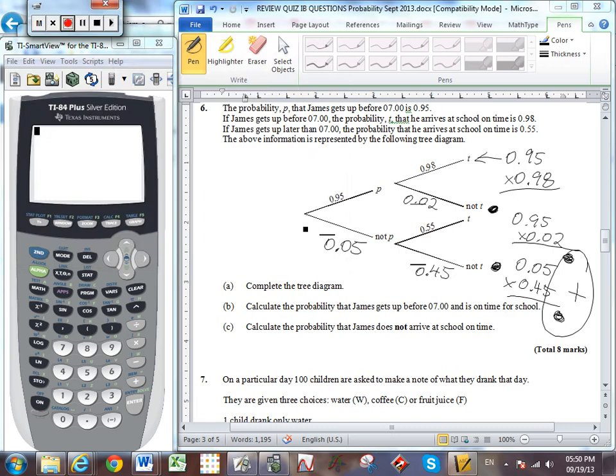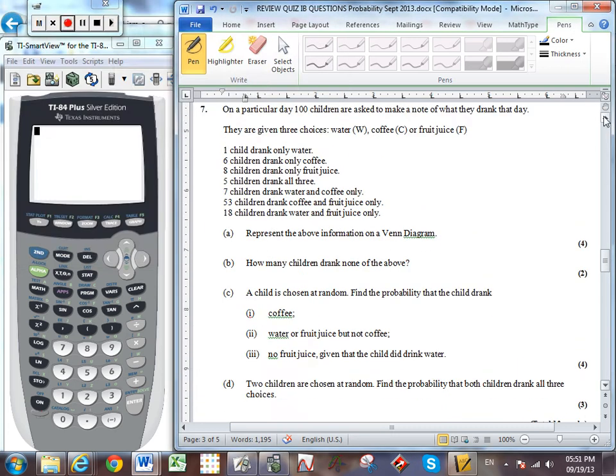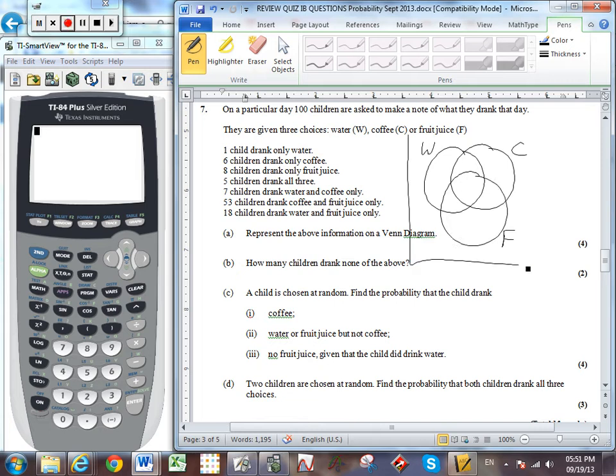Alright, last batch of problems starting from number 7. So we got 100 children who are asked to make a note of what they drank, either water, coffee, or fruit juice, and we need to represent the information on a Venn diagram. So water, coffee, fruit juice, universe. Here we go.